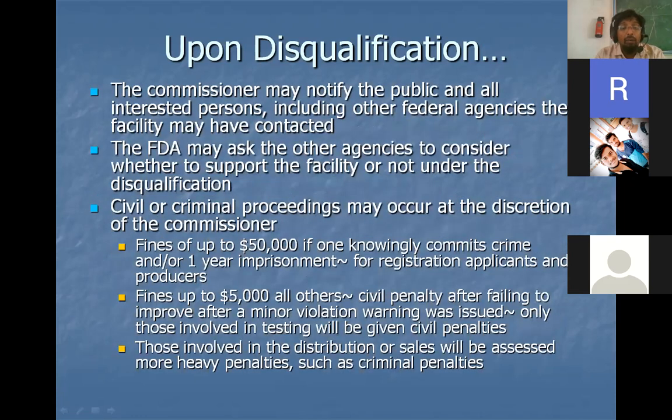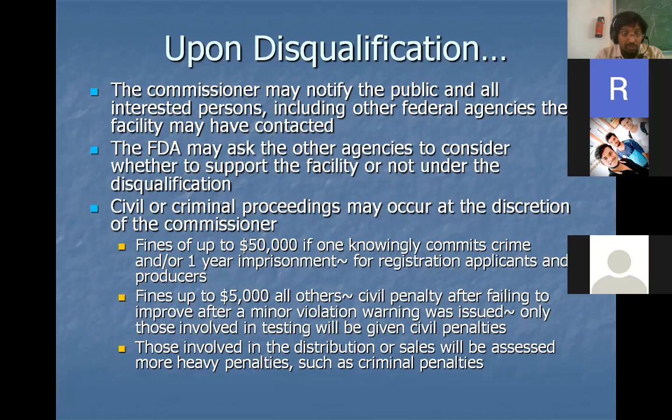So upon disqualification, what else can happen? The commissioner may notify the public and all interested persons, including other federal agencies and facilities that may have contracts. The FDA may ask other agencies to consider whether to support the facility or not under the disqualification.